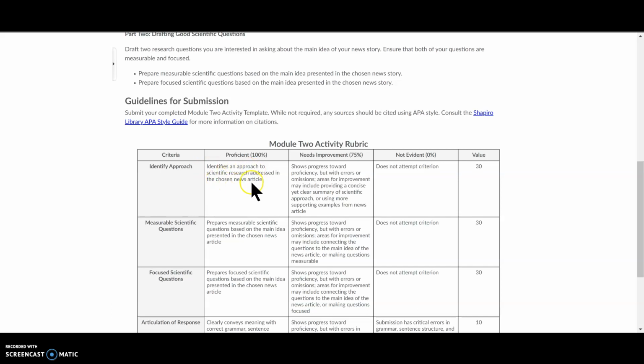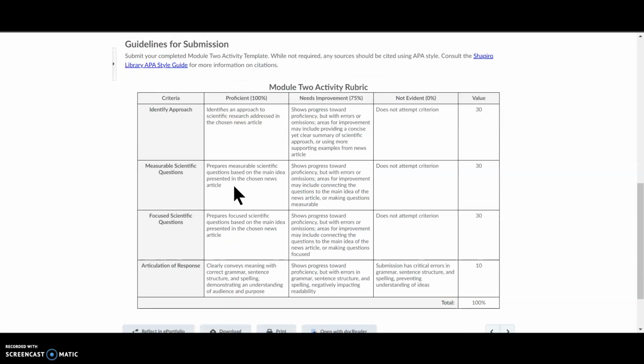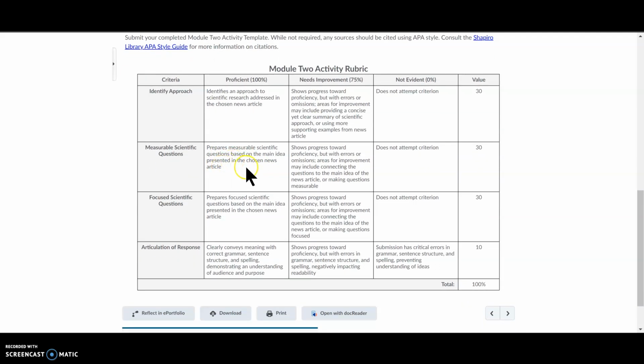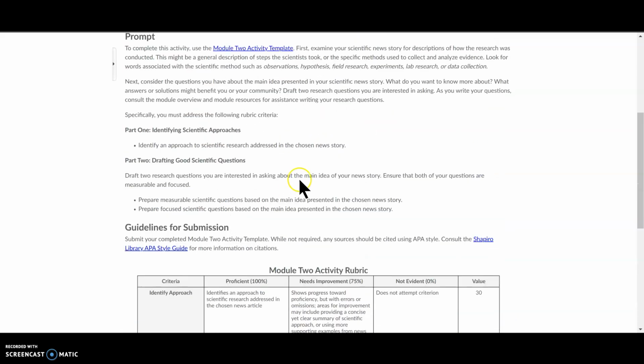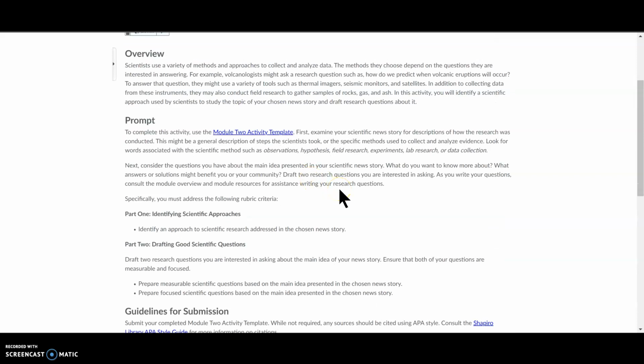So when you are identifying the approach of the scientific research, it needs to be pretty detailed. It doesn't need to just be a sentence that says they used a model. As far as your scientific questions, you need to make sure that they are measurable and that they're based on the main idea of that chosen news article, and that they're very focused. So clearly, part of the things that they're trying to discover in the article that you chose.